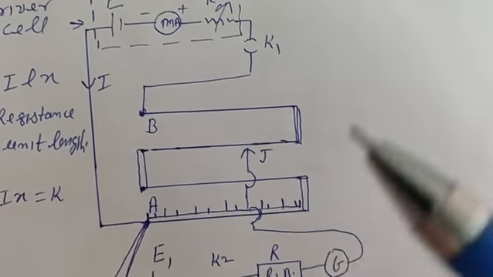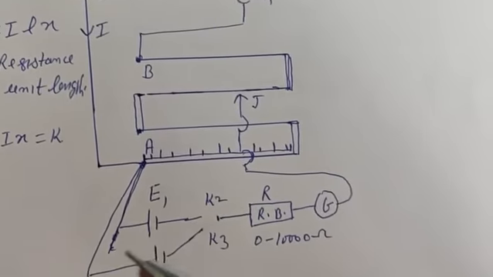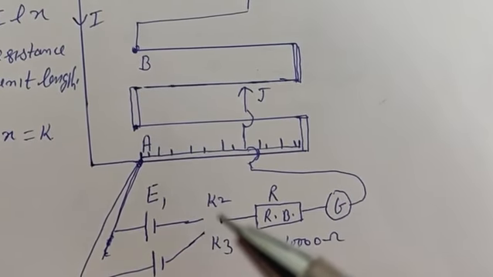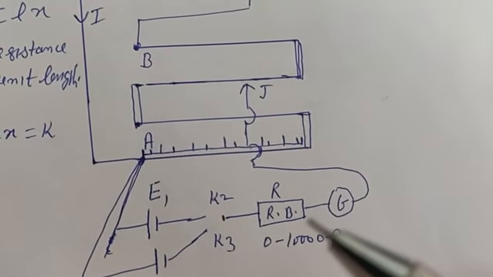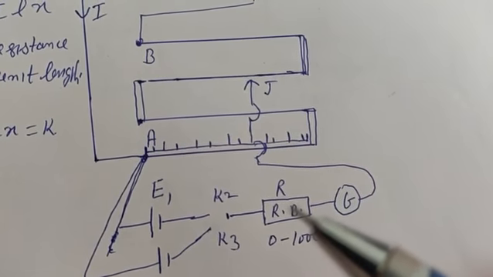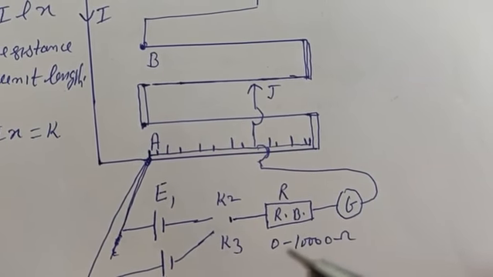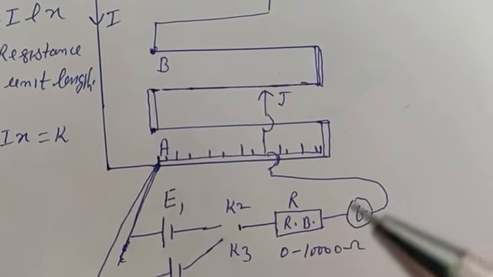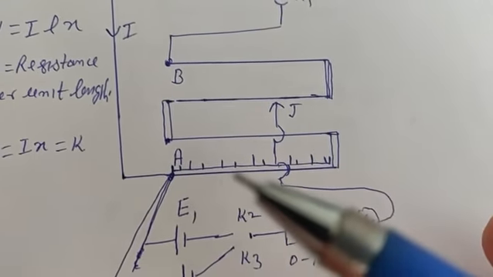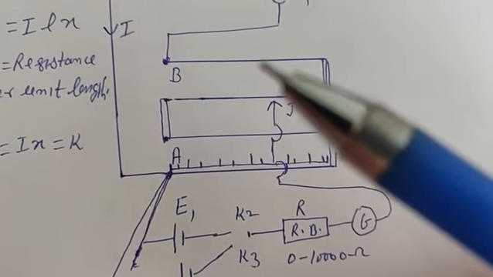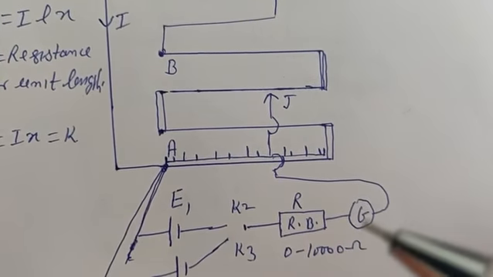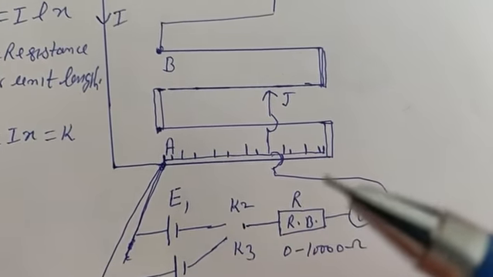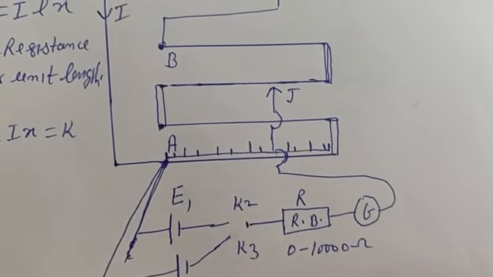So some current will flow through this. After that, we will insert K2 and we will remove 5000 ohm resistance from this high resistance box. Its range is 0 to 10,000. So we will remove 5000 ohm resistance. Then we will put this jockey on first wire, then on last wire. If deflection in this galvanometer are in opposite directions, it means this circuit diagram is correct.